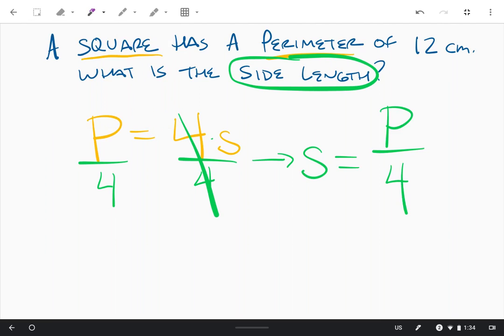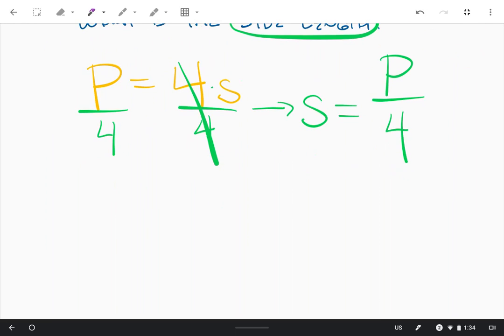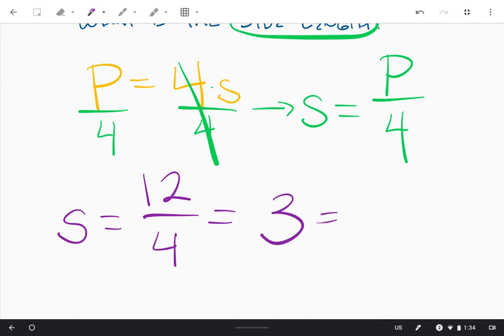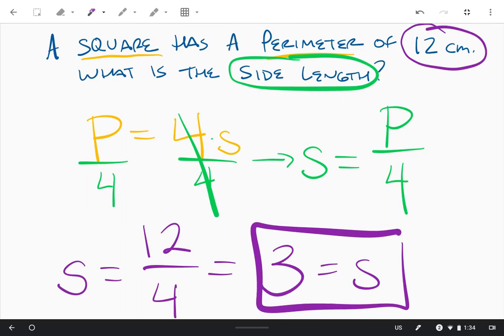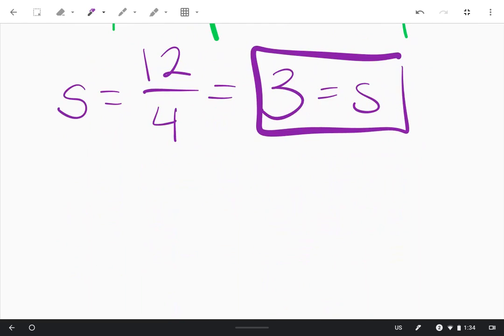Once I've rearranged it, I know that the perimeter is 12. So I'm going to take the formula I just got: s equals 12 divided by 4, which means that s is equal to 3. This is pretty much what you're going to be doing in this lesson. You're going to solve the formula for the value that you are interested in, and then plug everything else in and solve for that number.